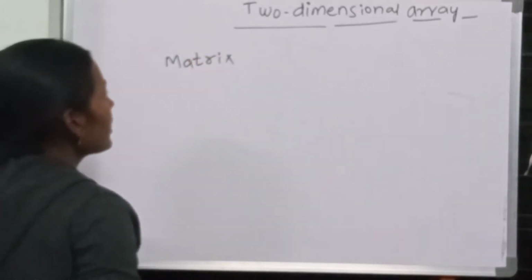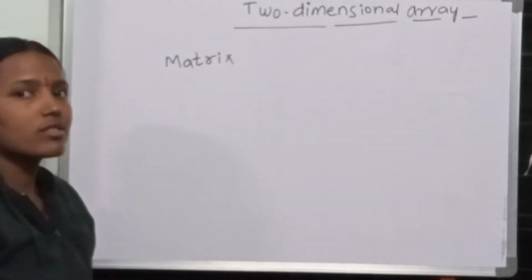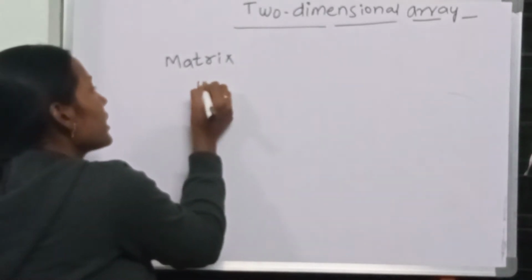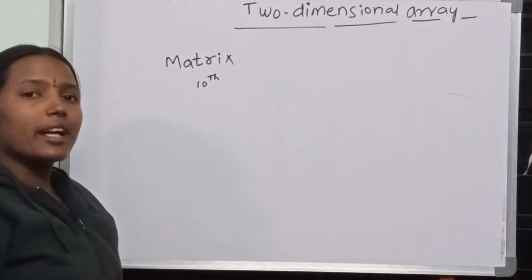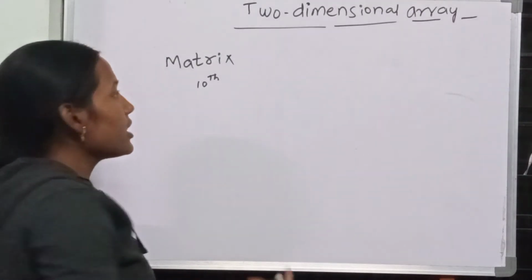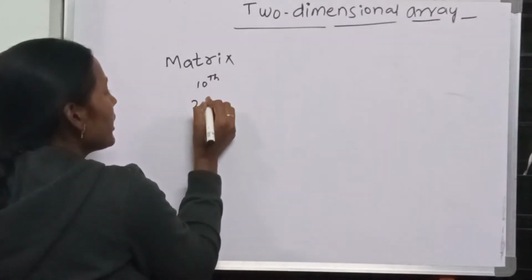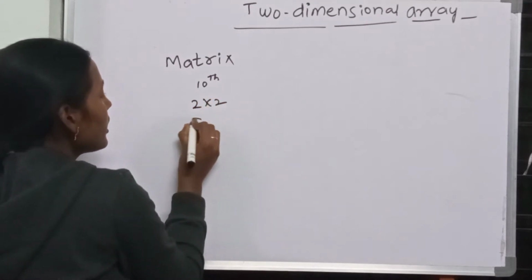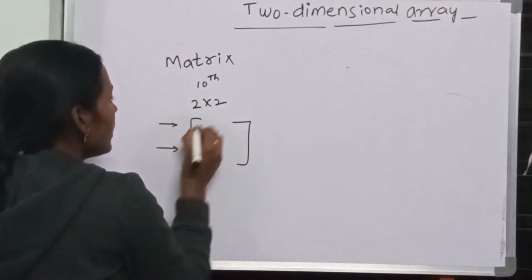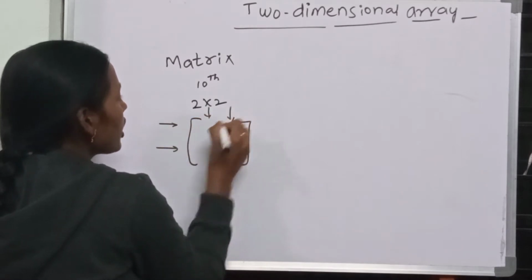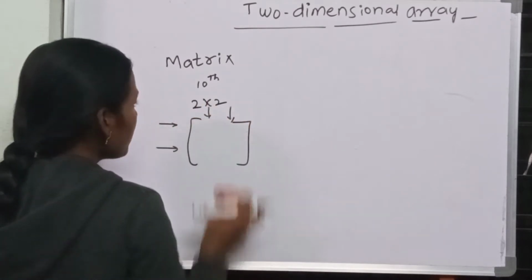Right? I think everybody already knows matrices. Why? Because we come across this in the 10th class. So what is a matrix? How will the matrix be represented? Consider a 2 by 2 matrix. That means there are 2 rows and 2 columns. So this is represented by.